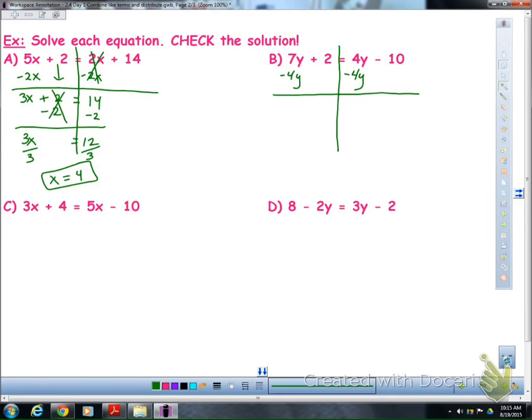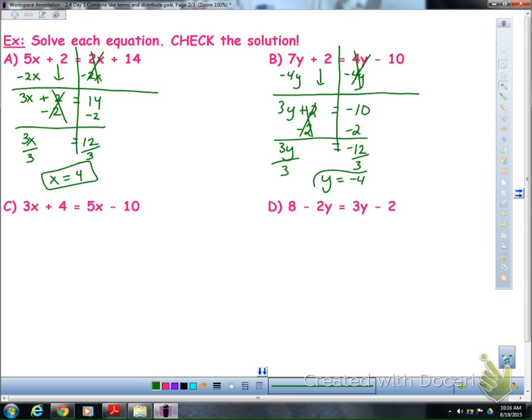Again, be sure that you line up like terms. So we have 7y minus 4y, which is 3y. Bring down the plus 2. The 4y's cancel on the right side, but we still have that negative 10. Now I can solve like normal. Subtract 2 from both sides, and we get 3y. The 2's cancel. Equals negative 12. And we can divide by 3 and get y equals negative 4.